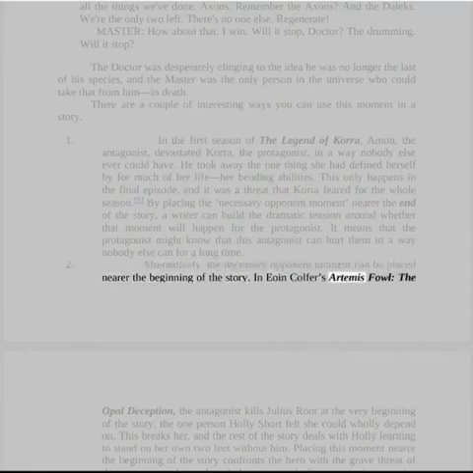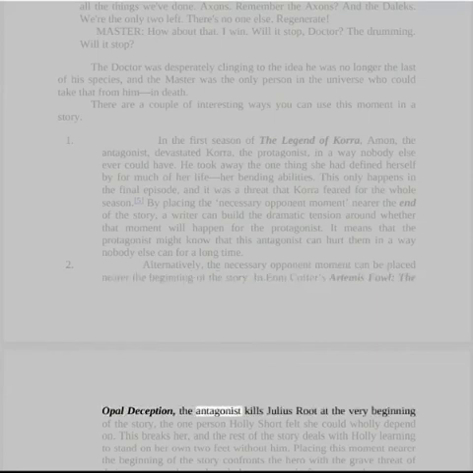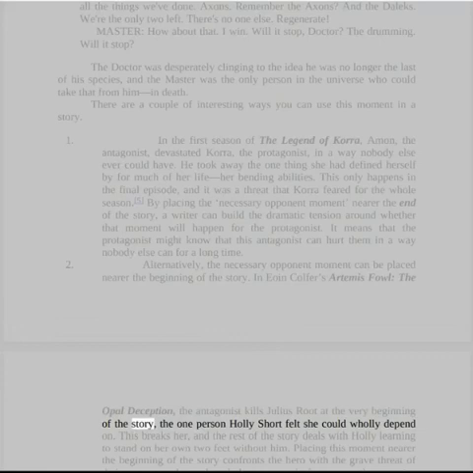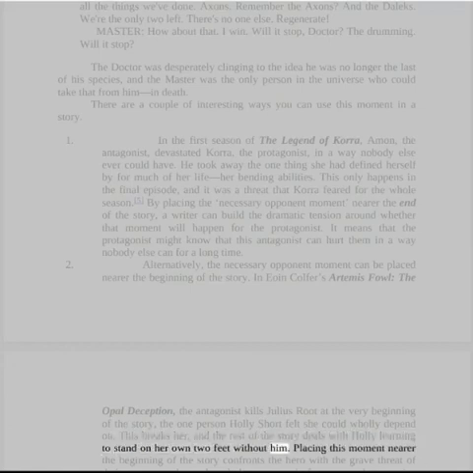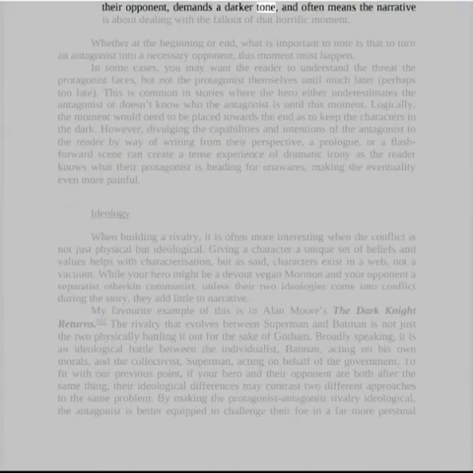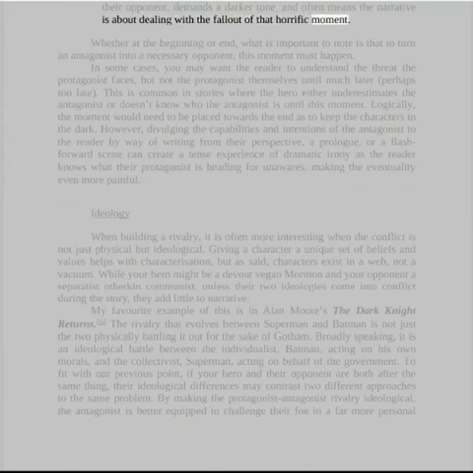2. Alternatively, the necessary opponent moment can be placed nearer the beginning of the story. In Eoin Colfer's Artemis Fowl: The Opal Deception, the antagonist kills Julius Root at the very beginning of the story, the one person Holly Short felt she could wholly depend on. This breaks her, and the rest of the story deals with Holly learning to stand on her own two feet without him. Placing this moment nearer the beginning of the story confronts the hero with the grave threat of their opponent, demands a darker tone, and often means the narrative is about dealing with the fallout of that horrific moment.